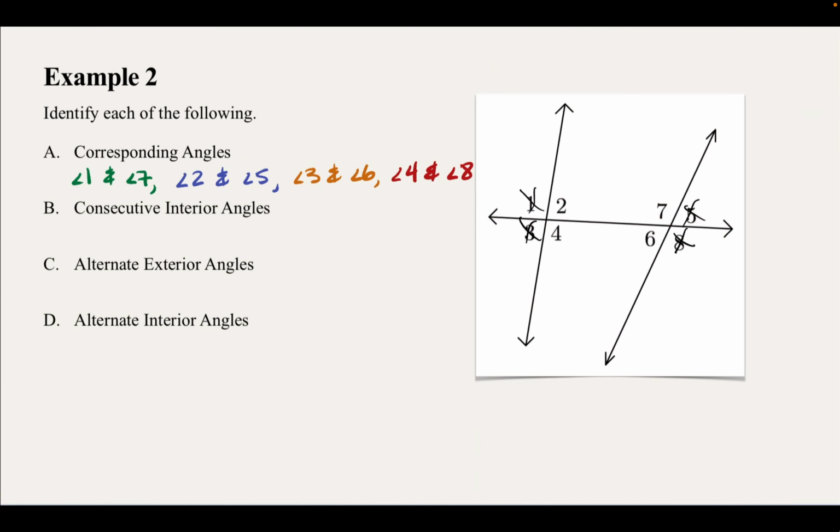So consecutive interior, we took care of the interior part. The consecutive part means it's going to be on the same side of that transversal. That's why sometimes these are called same side interior. So interior angles on the same side of the transversal, angle 2 and angle 7, and angle 4 and angle 6.